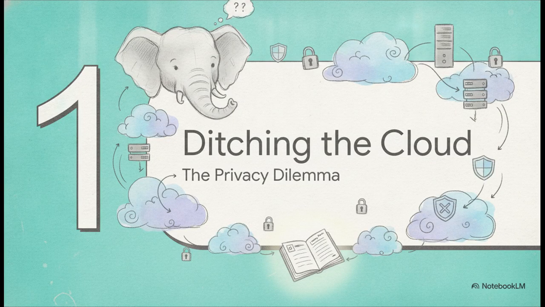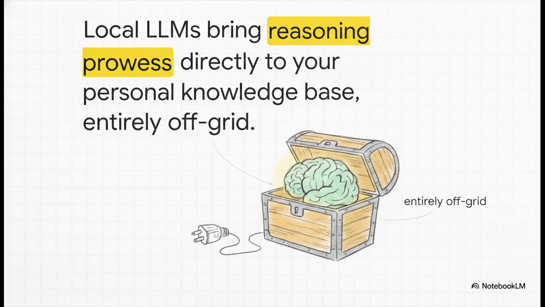Section 1. Ditching the cloud, the privacy dilemma. The truly amazing news here is that you no longer have to compromise. You don't have to choose between a smart system that spies on you or a dumb system that respects your privacy. By using locally deployed large language models, or LLMs, you can handle all your inference tasks natively.